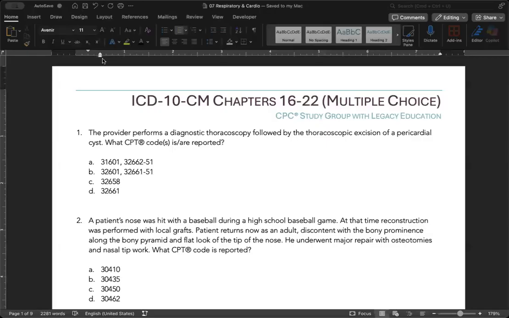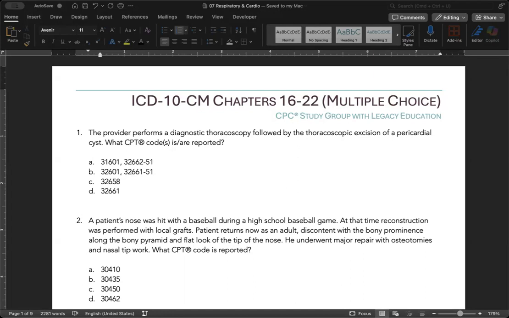All righty. So tonight we're doing 30,000. So respiratory, there's a little bit of hemic lymphatic, mediastinum and diaphragm stuck in here as well. But then it's mostly respiratory and cardio. So let's do number one. Provider performs a diagnostic thoracoscopy, followed by the thoracoscopic excision of a pericardial cyst.